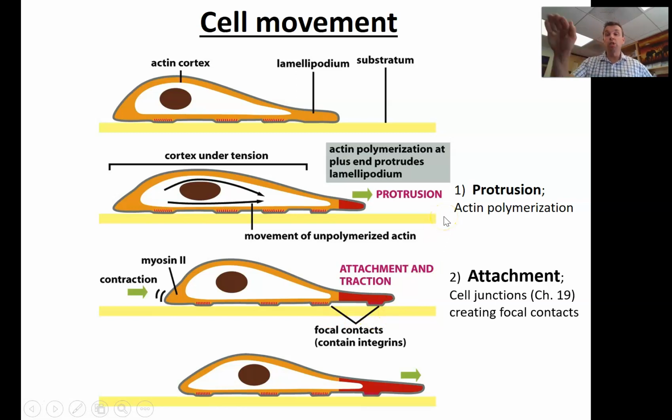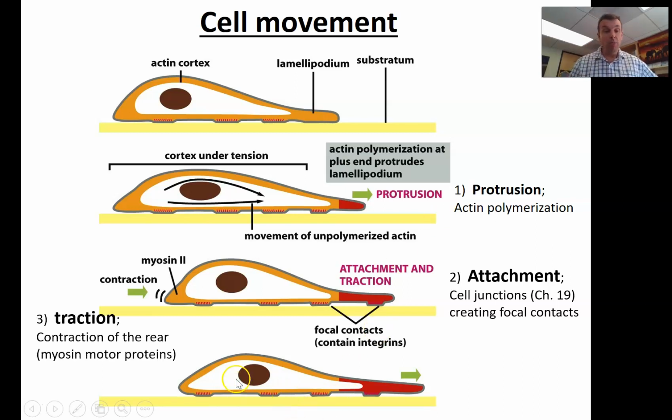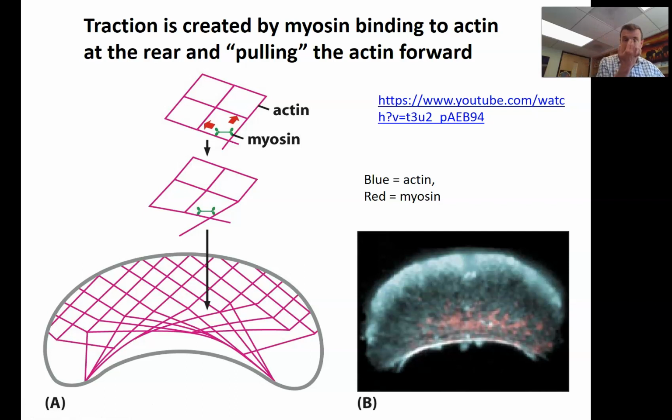So you get protrusion with actin polymerization, branched treadmilling. Then you get attachment with cell junctions, some focal contacts. And then ultimately you have to have retraction, often referred to as traction as well, contraction of the rear. So the rear has to be pulled forward. And we'll see that here in a second. So how is that rear pulled forward?